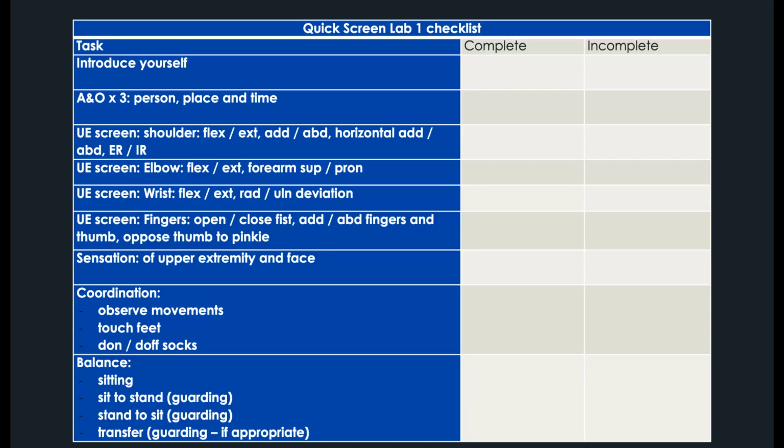This is a quick rubric. You're going to introduce yourself to the client. You're going to assess their cognition. Then you're going to do upper extremity screening, which is outlined here. You're going to check the person's sensation, their coordination, and their balance. While doing this, you're also going to be looking at their vision, and we kind of talked about sensation already. Okay.